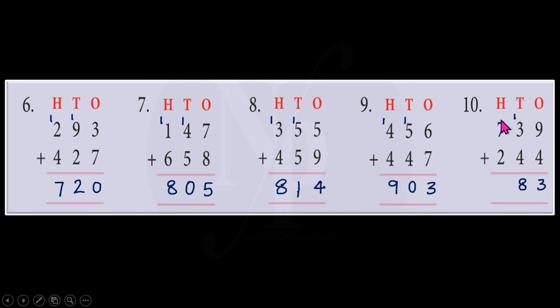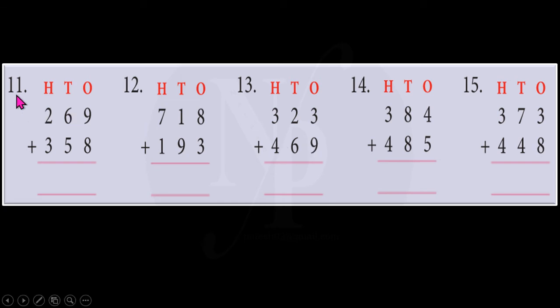And we add the digits in hundreds column now. 7 plus 2 is 9. 7 hundreds plus 2 hundreds is equal to 9 hundreds. So we write 9 in hundreds column. Therefore now the sum of 739 and 244 is equal to 983. Now let us move to the next questions.